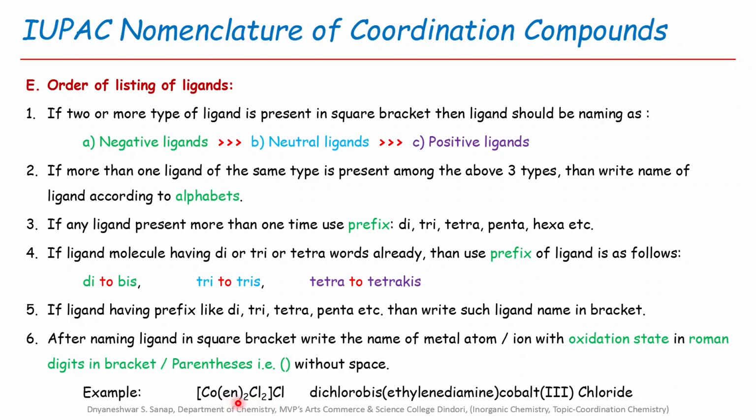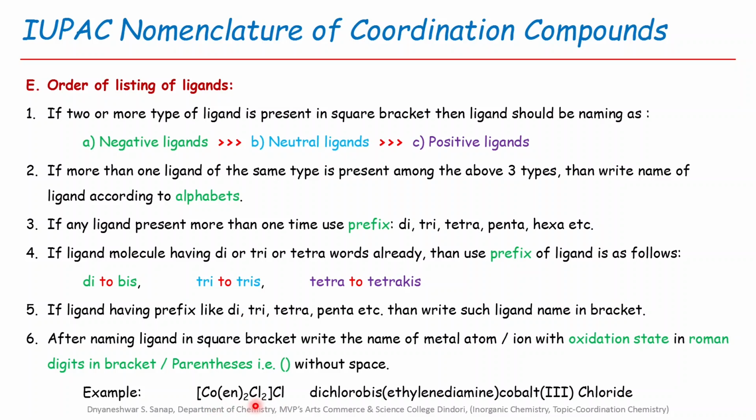Basically, in the square bracket there are two types of ligand present. The first one is the chloride anion ligand and the second one is en, that is the ethylenediamine ligand. And outside the square bracket there is one chloride anion present. This is a cationic complex, and that's why we have to first write the name for the square bracket, and after that, leaving a space, we have to write the name of the anion.